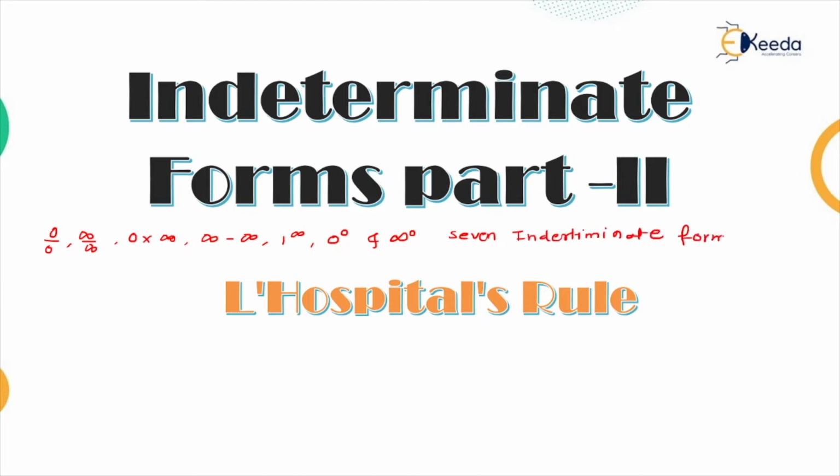In the first part we discussed the first two indeterminate forms, that is 0 by 0 and infinity by infinity. Now we are going to solve examples on the indeterminate form 0 into infinity. From 0 into infinity onwards, we have to solve the examples.